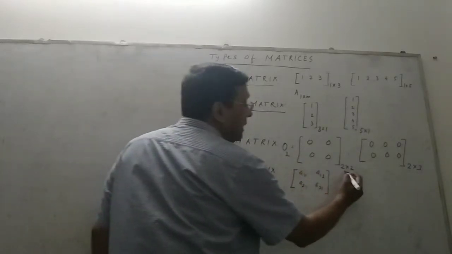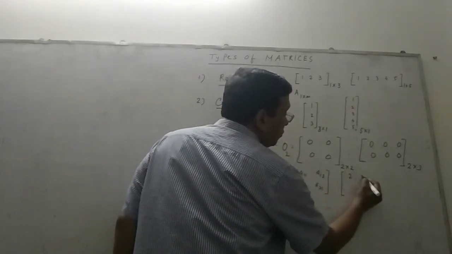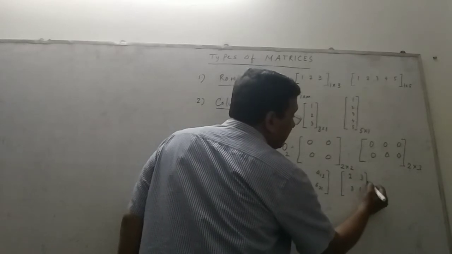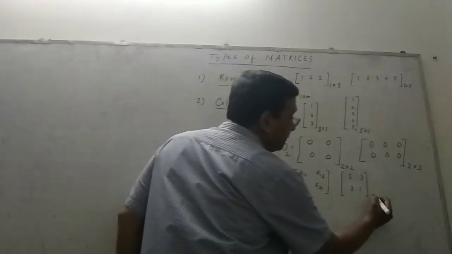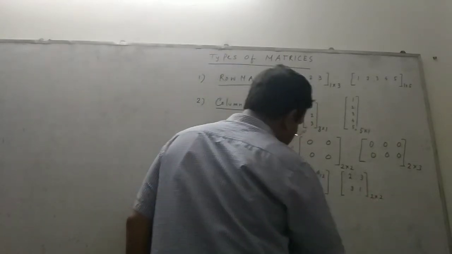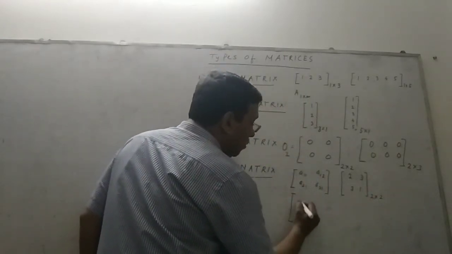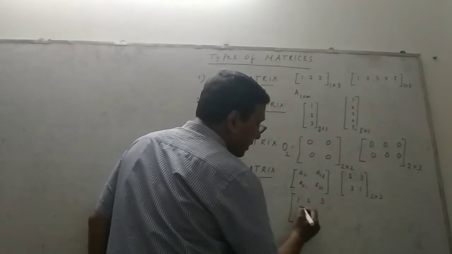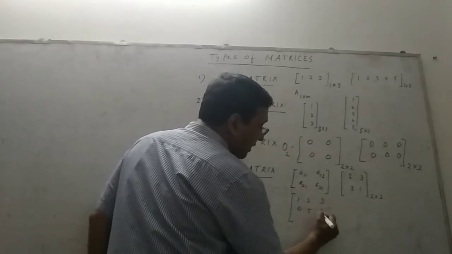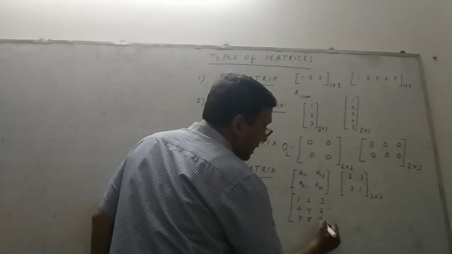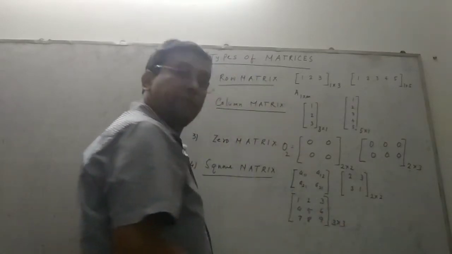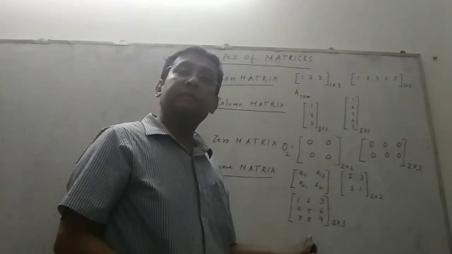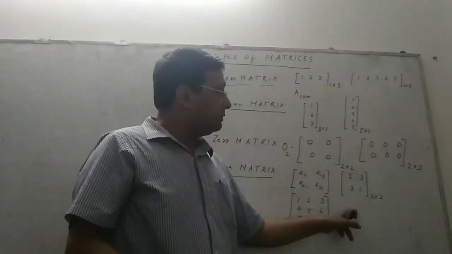And if I want to write this way also, 2, 3, 3, 1, it is a 2 by 2 square matrix. This is 1, 2, 3, 4, 5, 6, 7, 8, 9. This is a square matrix of 3 by 3. So a 3 by 3 square matrix. And the other is a 2 by 2 square matrix.